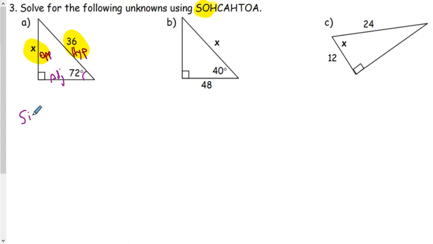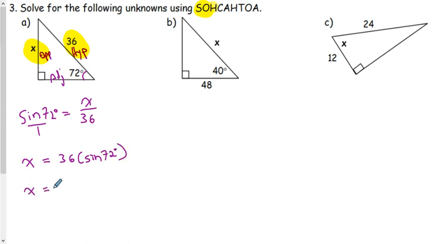We're going to say sine, and then we put in the angle, that's 72 degrees. Sine is opposite over hypotenuse, so that's x over 36. Let's put this over 1 and do our cross multiply. 1 times x is just x. And then we've got 36 times sine of 72 degrees. What's that work out to? That's going to be 34.24. Were you able to get there?